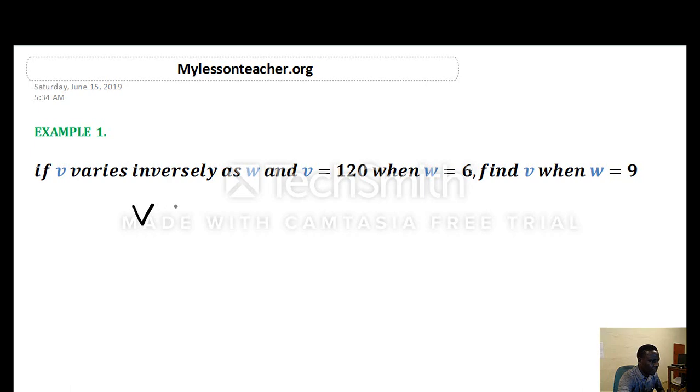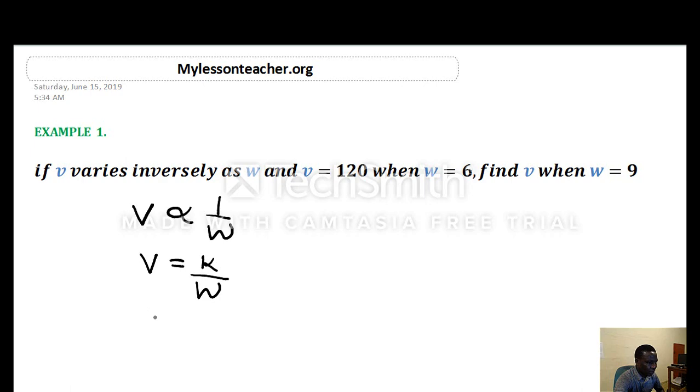We said v varies inversely as w, and we are going to express this as an equation, which gives us v is equal to k over w, where k is said to be a constant. Now we are told that when w is equal to 6, v is equal to 120, that we should find v when w is equal to 9. Before we find v, we are going to find the relationship between v and w only, meaning we are going to get the value of k. And how do I get the value of k?